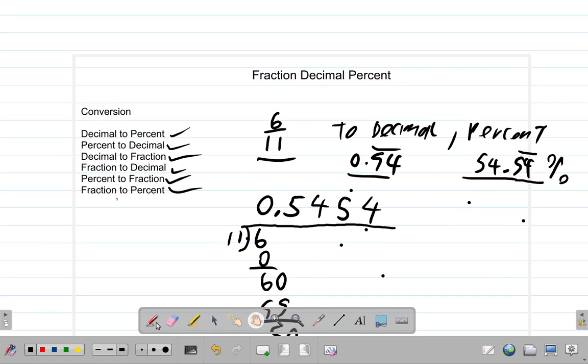So this is the situation. 6 over 11 is the same as 0.54 recurring as a decimal, and you go on and on. It's a recurring decimal. Same thing as 54.54% recurring, where the 54 repeats. Alright? So that is it.